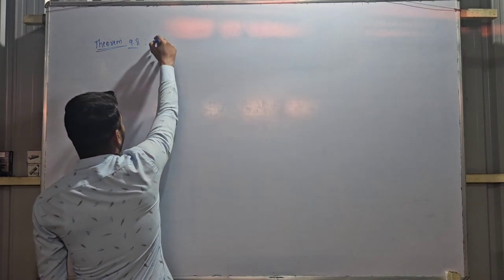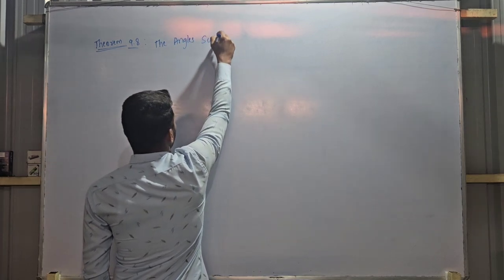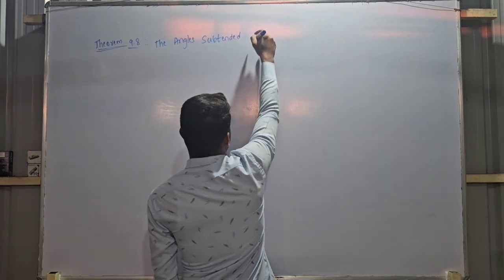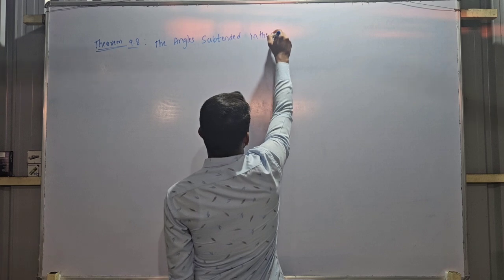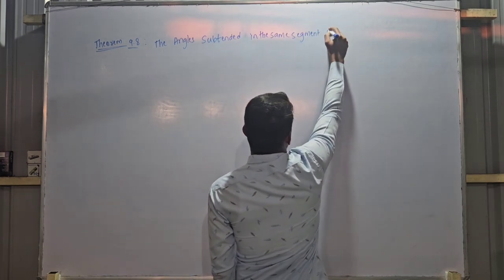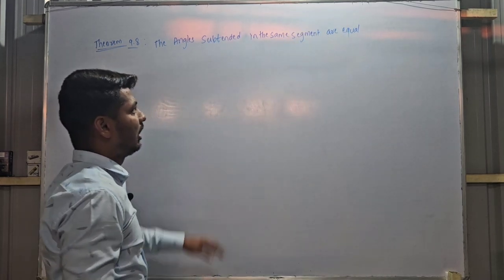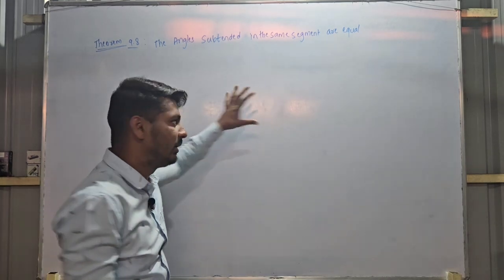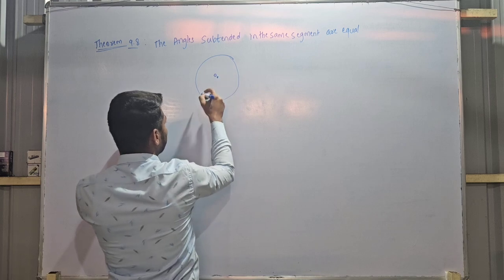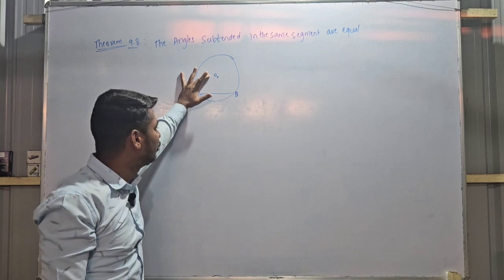It means the angles subtended in the same segment are equal. What is the meaning of angles subtended in the same segment? Here we will take a circle, center O, chord AB. This chord AB will divide the circle into two equal parts.